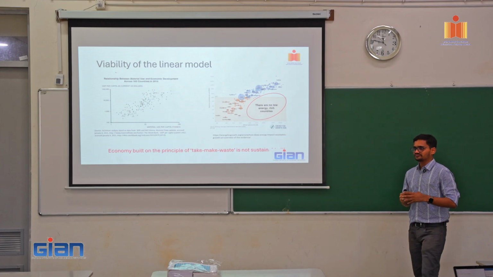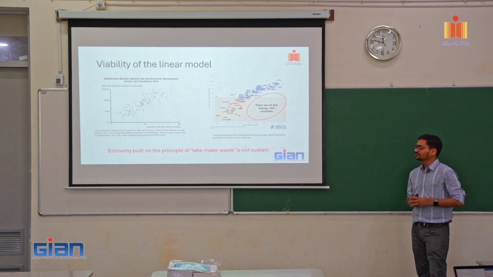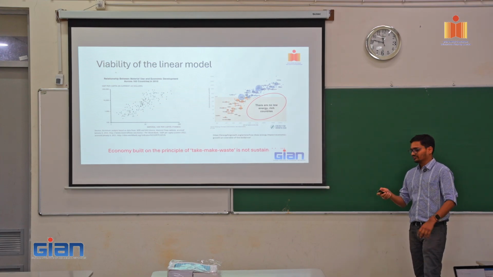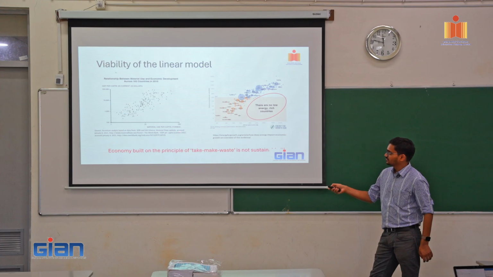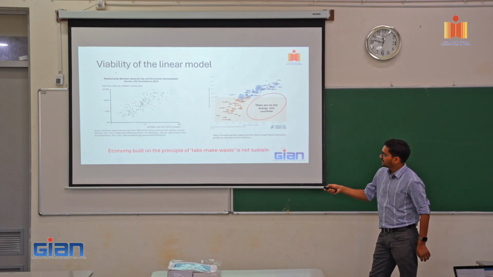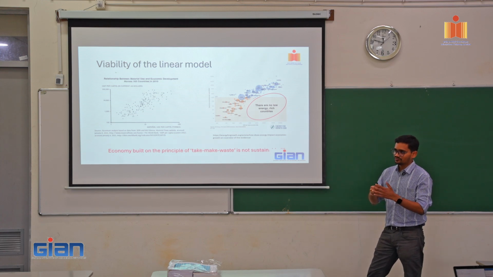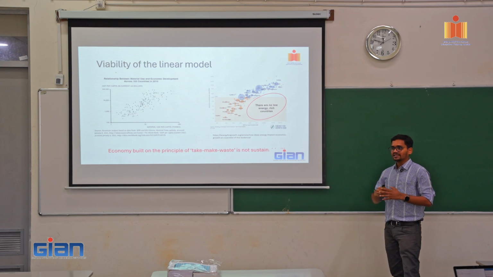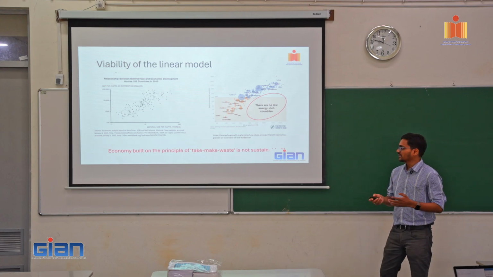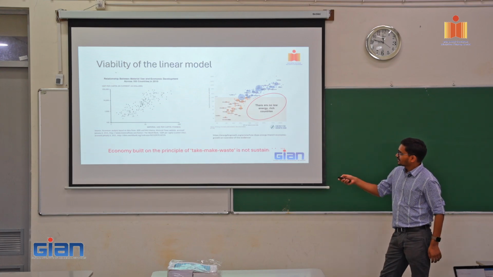Which means that if some developing country wants to become more and more developed, the only way for them is to use more material per capita. And you see that this is a logarithmic scale. So if you want to make a slight increase in the GDP per capita, you have to make a similar increase in the material on a logarithmic scale. So this kind of changes exponentially.